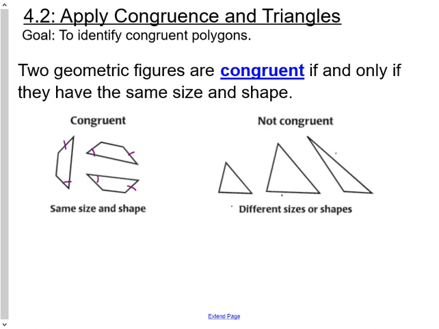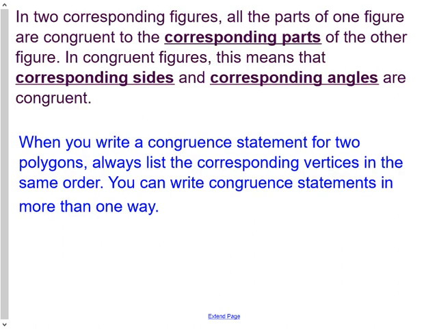And so the two corresponding figures, all parts of one figure are congruent to the corresponding parts of the other figure. Right? So when we've got two congruent shapes, each angle we have in one, like angle A, is going to correspond to an angle in the other congruent figure. So that means that our corresponding sides and corresponding angles are congruent. It'll make a little more sense when we see a diagram in a moment.